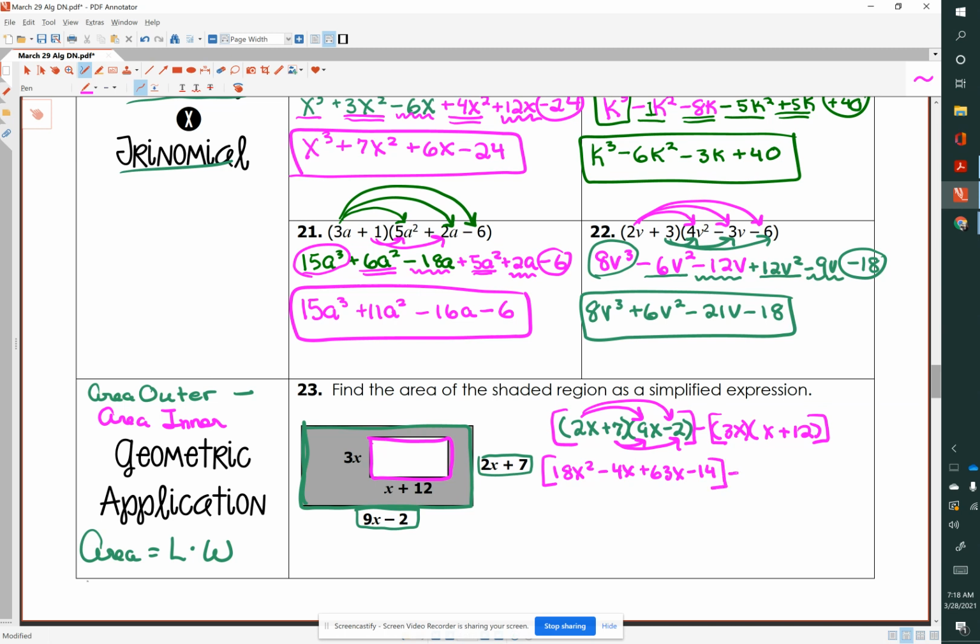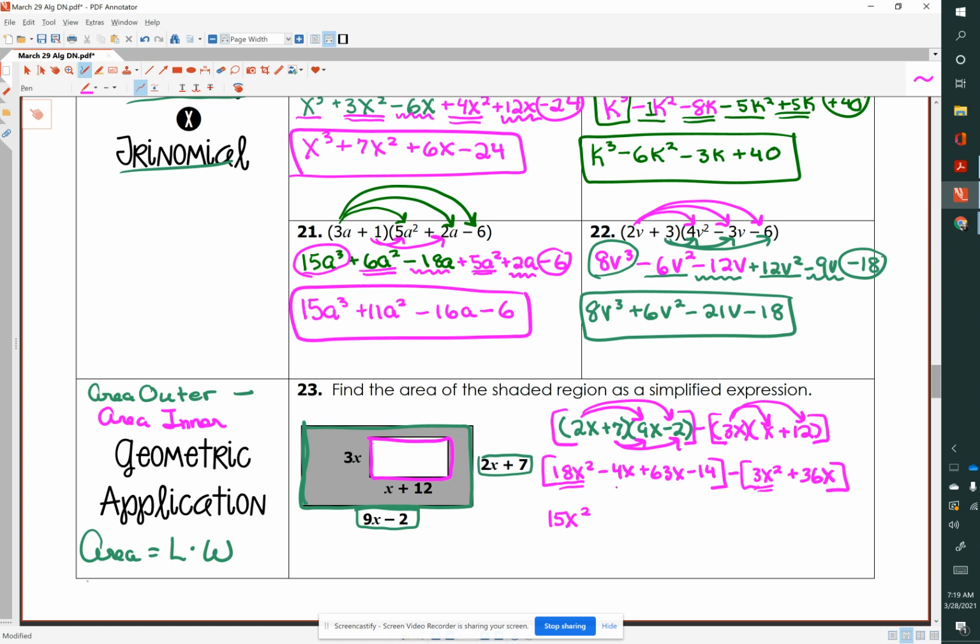And from that, we will subtract. 3x times x is 3x squared. And 3x times 12 is 36x positive. All right, now we subtract. So 18x squared minus 3x squared. Only add and subtract like terms, remember. So 18 minus 3 is 15x squared.